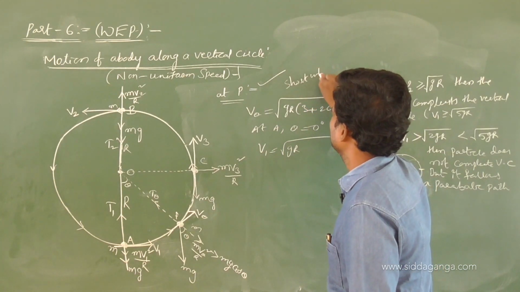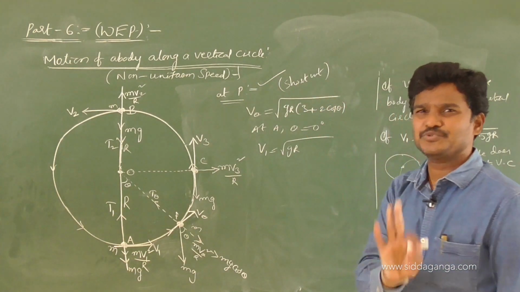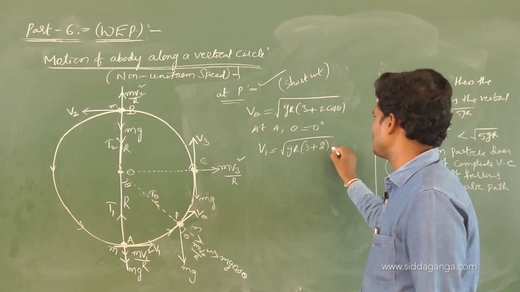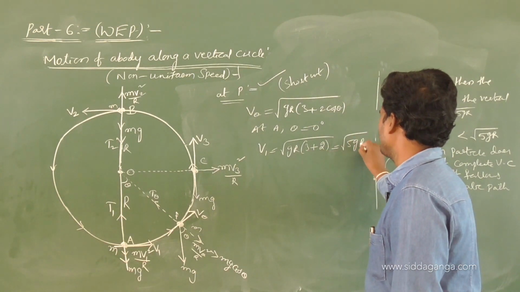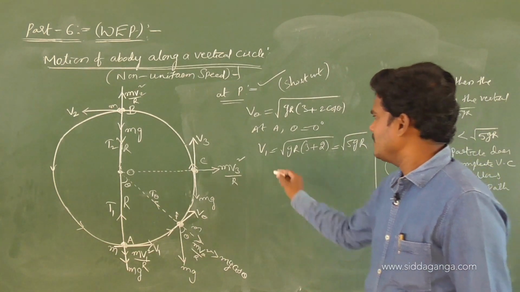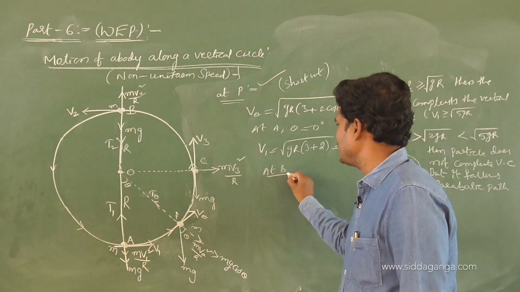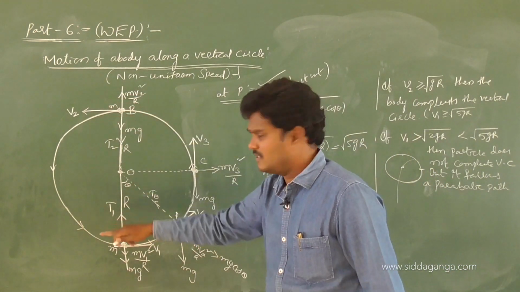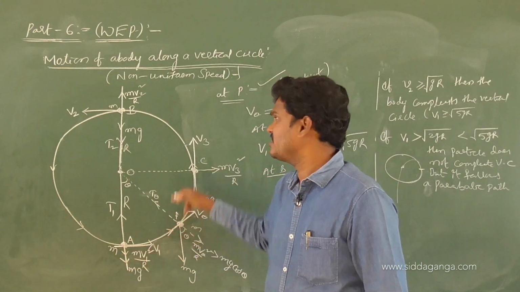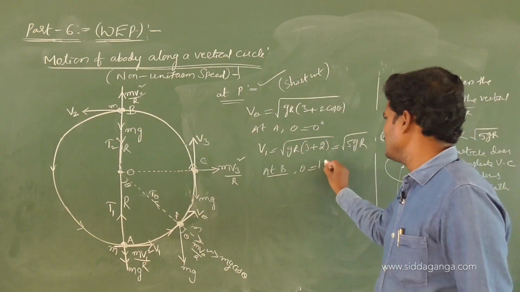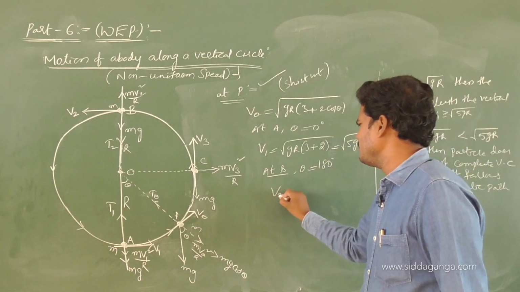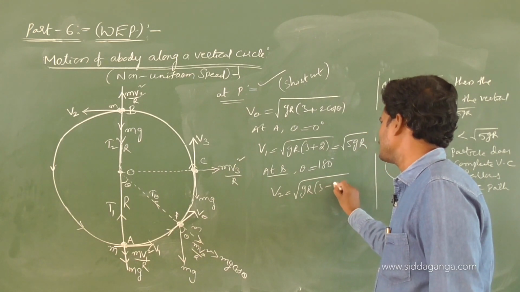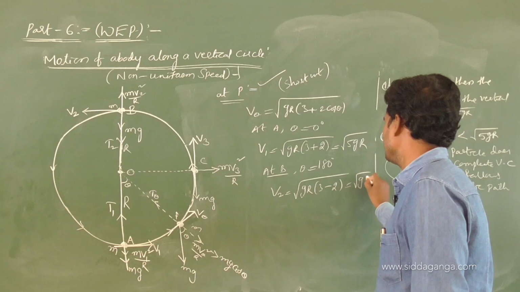This is some shortcut formula. We can derive this also, a matter of a few steps. Okay. Root of gr into 3 plus 2 into cos 0, which is 1. Then what is the answer? Tell me. Root 5 gr. Clear. Tell me at B, what is the theta value? Once the particle reaches B, theta must be 180. If it is at A, theta is 0. If it reaches B, theta is 180. Theta 180, cos 180 is minus 1. Then V2 is root of gr into 3 minus 2, nothing but what? Got the answer.